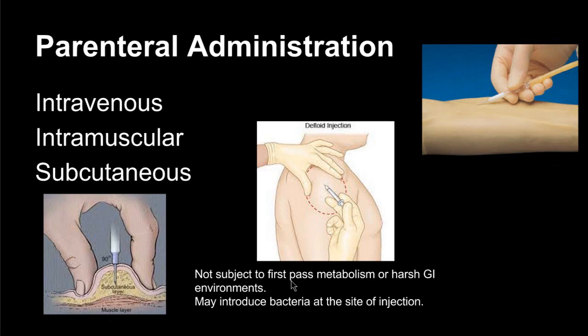The liver metabolism will break down a drug, like we talked about, and the really acidic environment in the stomach will also break down a drug. If we're bypassing those, we're going to get a much higher concentration of drug delivered to our tissues when we do the intravenous, intramuscular, or subcutaneous injections. The one disadvantage that is important to note is that you may introduce bacteria at the site of injection, which is why we are usually very careful to sterilize.